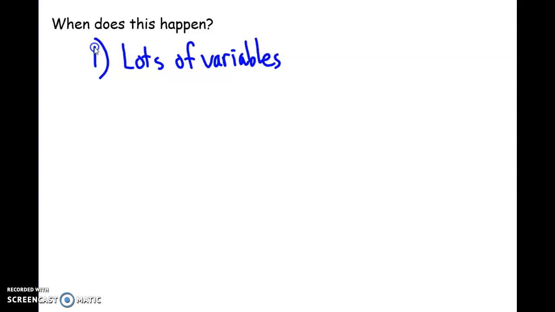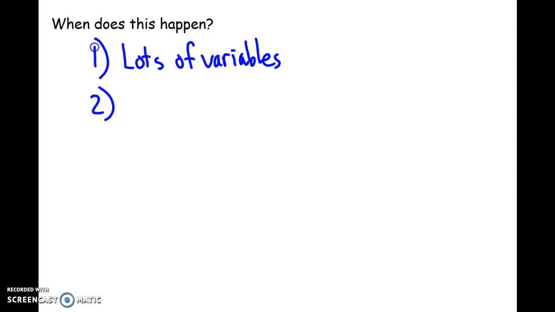There are a couple of cases that we need to keep in mind, and a couple of other details. First and foremost, it's when we have lots of variables. And I'm talking about lots of the same variables. So lots of x's, lots of y's. We're not mixing x's and y's, but just lots of the same variable. You might need to combine some like terms. You might have variables on both sides, but it could happen when this is the case.